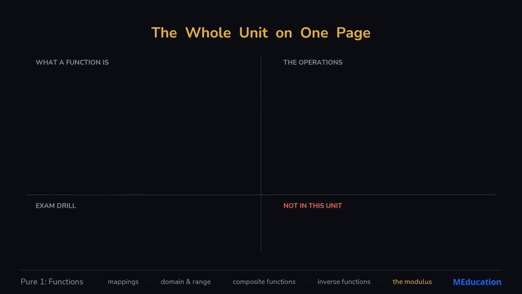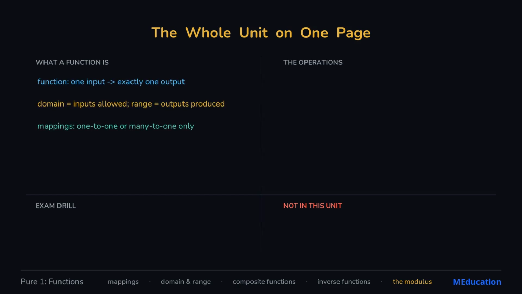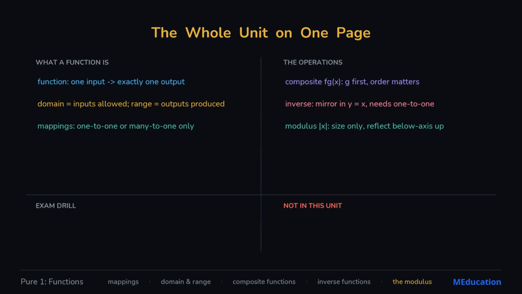Here is the whole unit as one poster. A function is a machine with one rule. Each input gives exactly one output. The domain is the set of inputs you allow, the range is the set of outputs you get, and a mapping counts as a function only when it is one-to-one or many-to-one, never one-to-many.